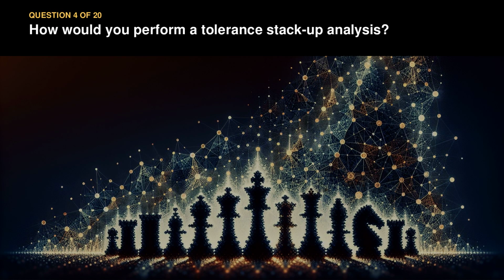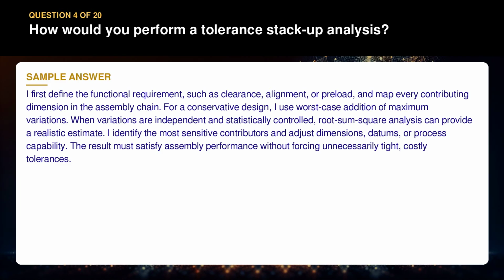Question 4. How would you perform a tolerance stack-up analysis? I first define the functional requirement, such as clearance, alignment, or preload, and map every contributing dimension in the assembly chain. For a conservative design, I use worst-case addition of maximum variations. When variations are independent and statistically controlled, root-sum square analysis can provide a realistic estimate.